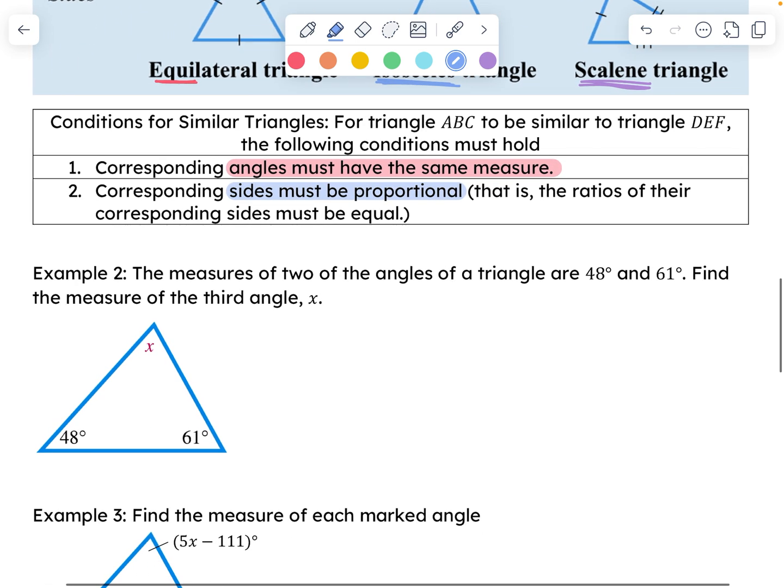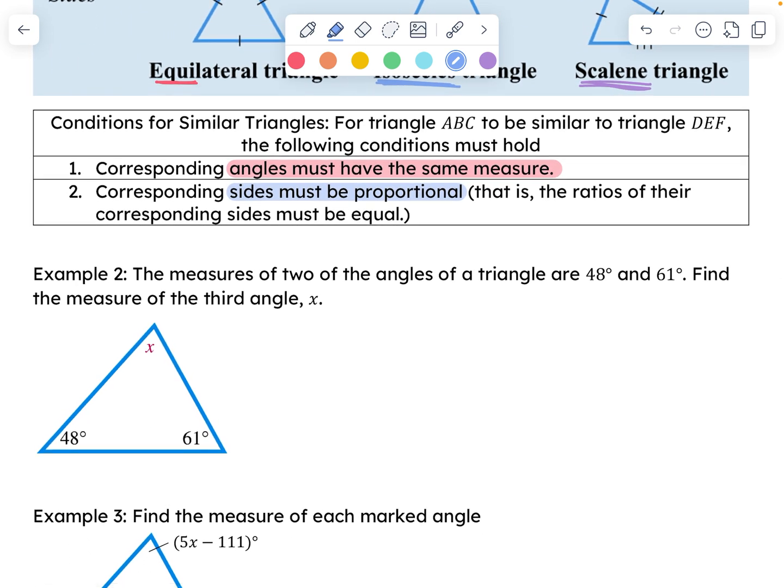Before we get into similar triangles though, a couple other things that we need to remember about triangles. Example 2 says the measures of two of the angles of a triangle are 48 degrees and 61 degrees. Find the measure of the third angle. So remember, all of the angles in a triangle add up to 180 degrees. So if I'm trying to find this missing x right here, I can do 180 minus 48 minus 61 to get that it's 71. So x would be 71 degrees.